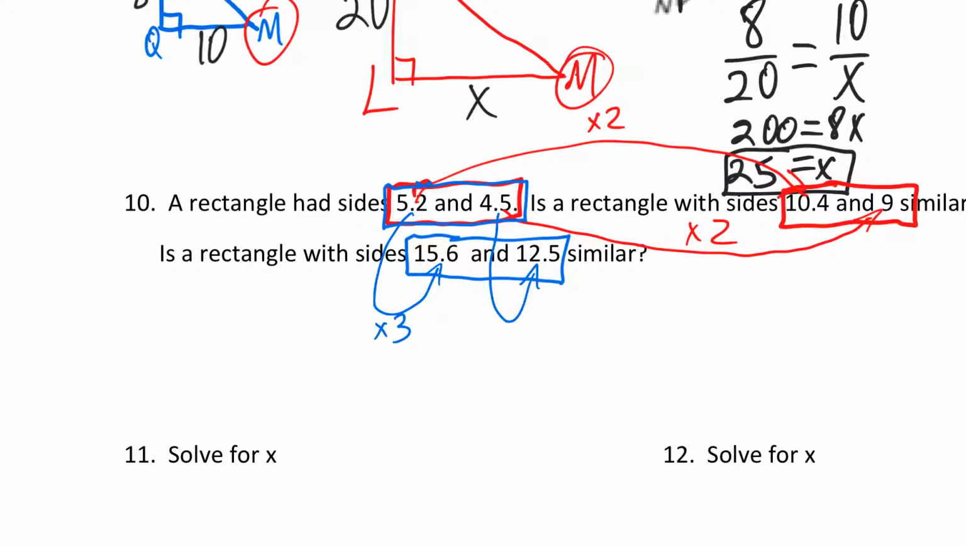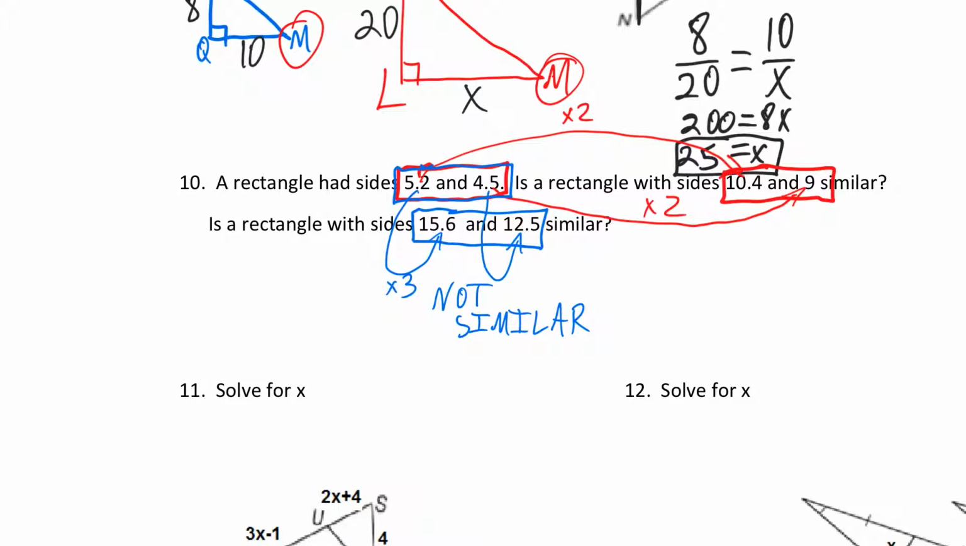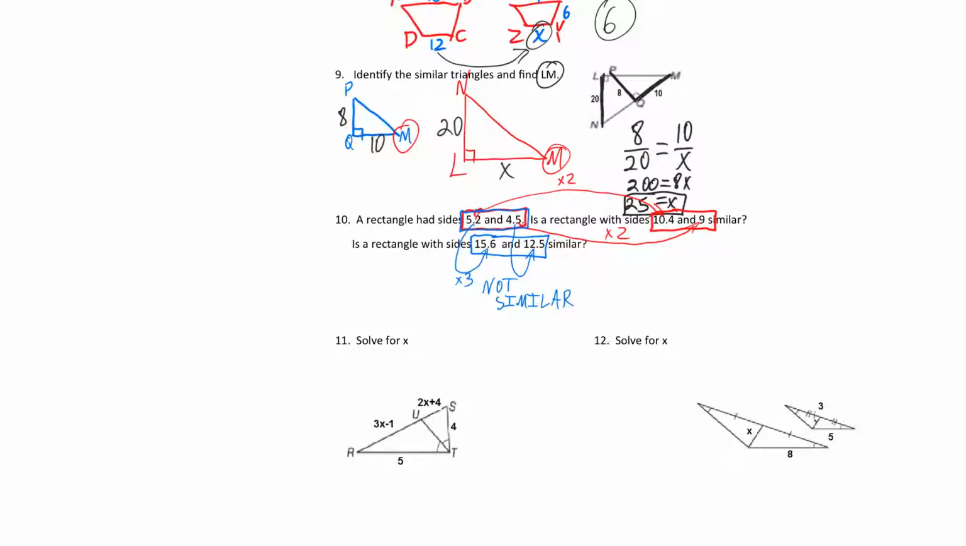If you do 4.5 times 3, what do you get? 13.5, not 12.5. So those two are not similar, okay? These are not similar because you have to multiply them by a different number there. There's not a constant scale factor, so that means that those are not similar. It got stretched out in a weird way there.